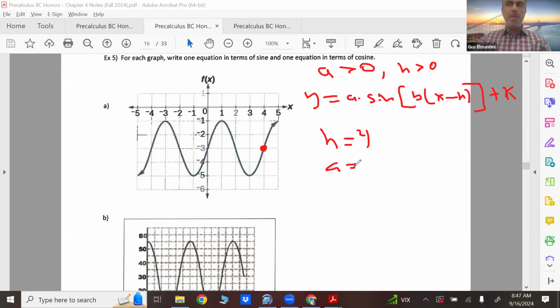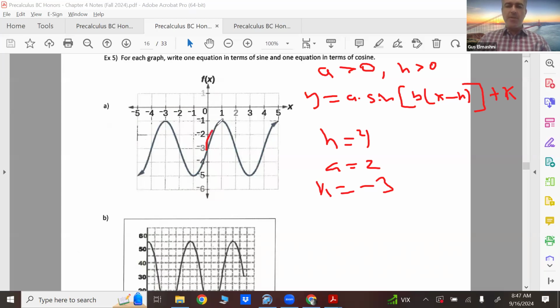What's my A value? What's my amplitude? 2. Yep, from the midline. Where's my midline? Okay, we're 3/4 of the way there. You guys are doing great. Awesome. Okay, period. You can really just look at any cycle. It doesn't matter where you're specifically starting or ending. Just look at the length of one cycle.